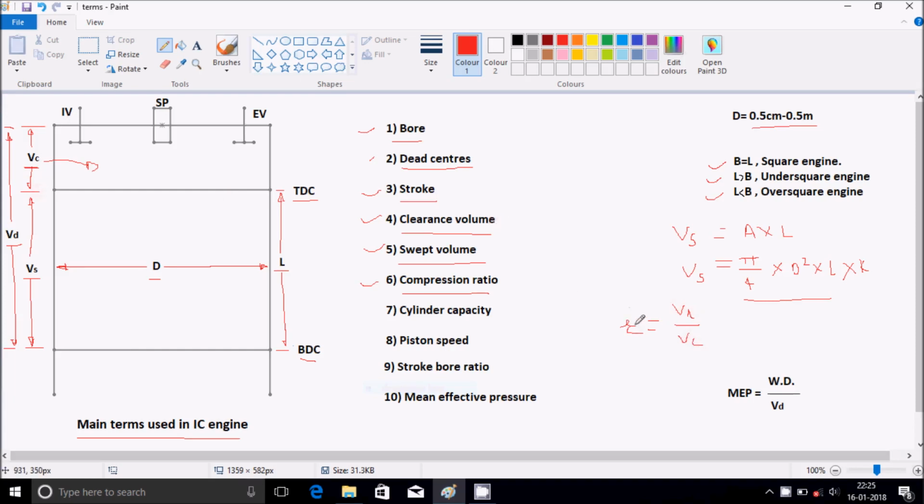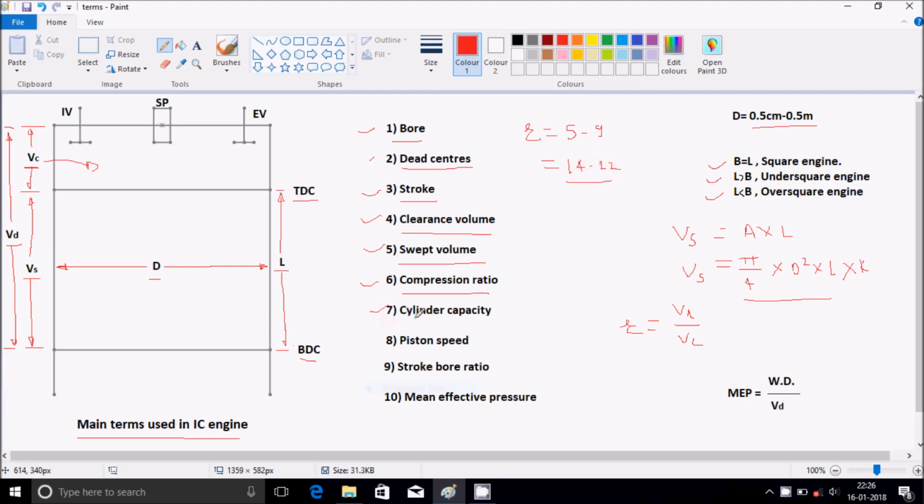Compression ratio is an important term used in the internal combustion engine. As efficiency depends on the compression ratio, higher the compression ratio, higher the efficiency. In case of spark ignition engine or petrol engine, the value of compression ratio may range from 5 to 9, while in case of compression ignition engine or diesel engine, it may range from 14 to 22. Due to high compression ratio, the diesel engine has higher efficiency than the petrol engine.